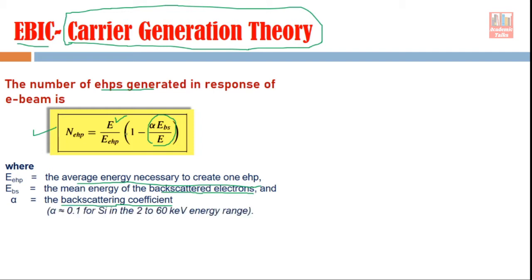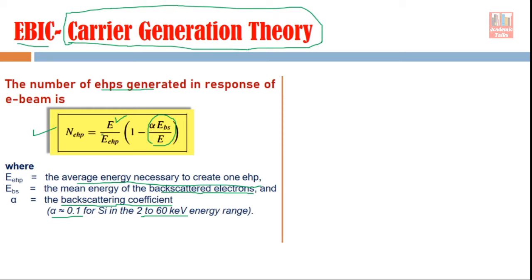Now this alpha, the backscattering coefficient, ideally should be 0, but practically, for example, in the case of silicon, the value of alpha is 0.1, and this is the case when the range of energy of the incoming electron is 2 to 60 kilo electron volts. So for this range of energy of the electron beam, in the case of silicon, alpha is 0.1. So definitely some backscattered electrons are there which are not contributing to the generation of electron hole pairs, and so this factor is non-zero in that case.